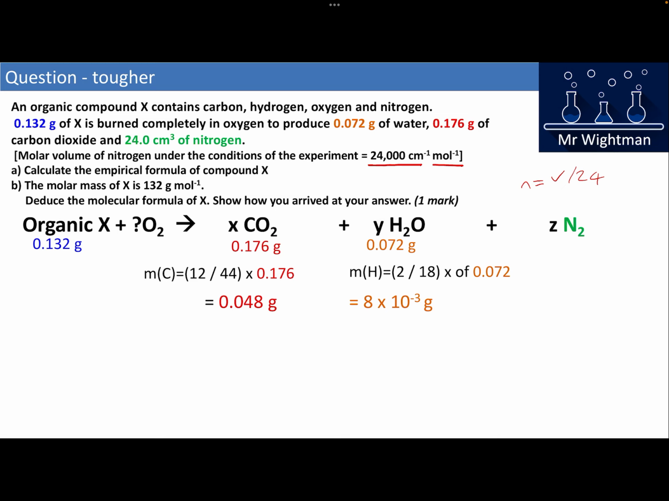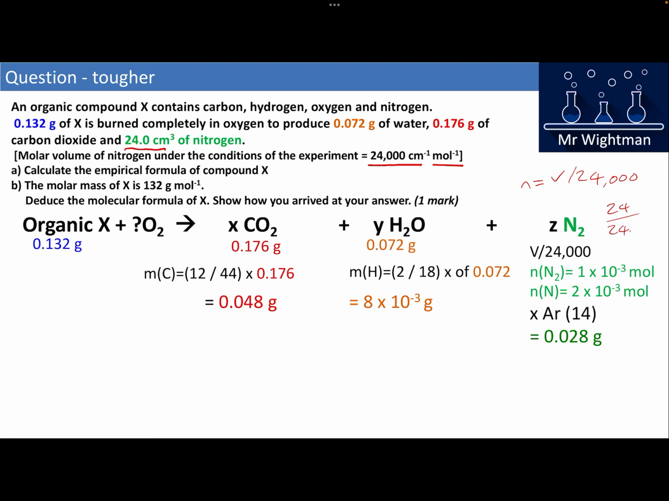depending on what unit I'm working in. If I'm working in centimetres cubed, then that'll be 24,000. So the volume that I have been presented with is 24. So in this case, I want to do 24 over 24,000. And that's going to give me my moles of diatomic nitrogen. Because yes, this is how it was collected, as diatomic nitrogen. But what I then want to do is get moles of nitrogen atoms.